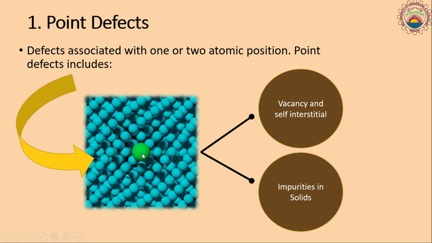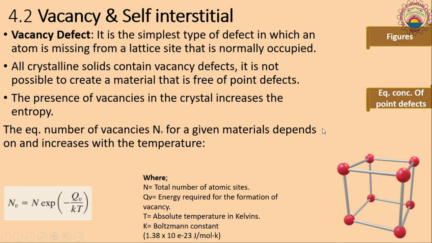If we have consecutive defects on the atomic sites, then we will term this a linear defect or some other defect. We will study that ahead. So a point defect is a defect associated with one or two atomic positions. Don't get confused, we will discuss in detail so you will have some clarity. Point defects include, first, the vacancy and self-interstitial defect, and second, impurities in solids.